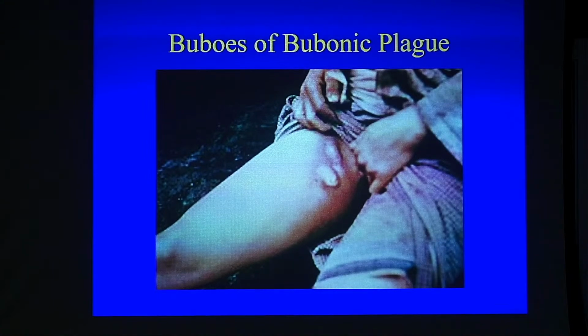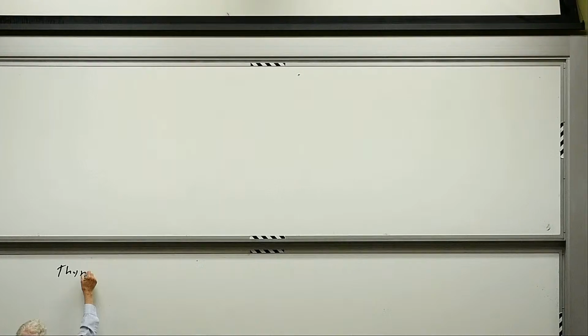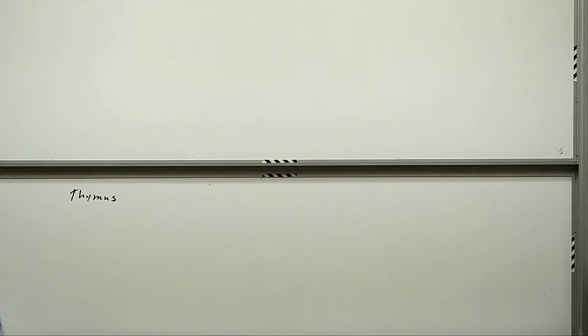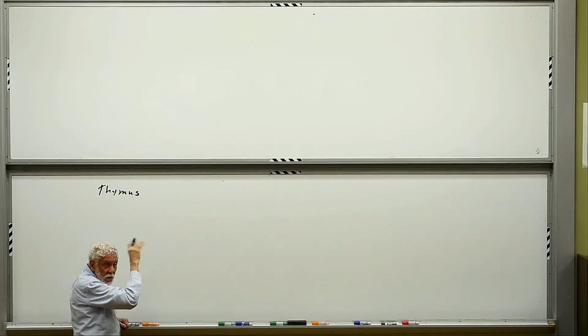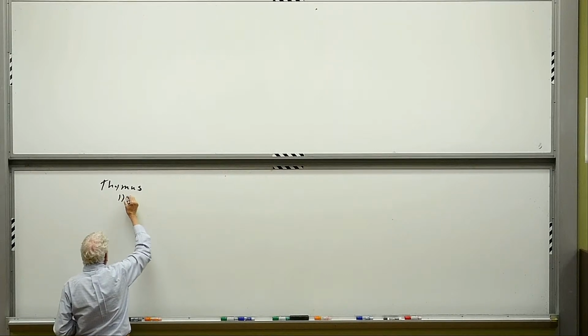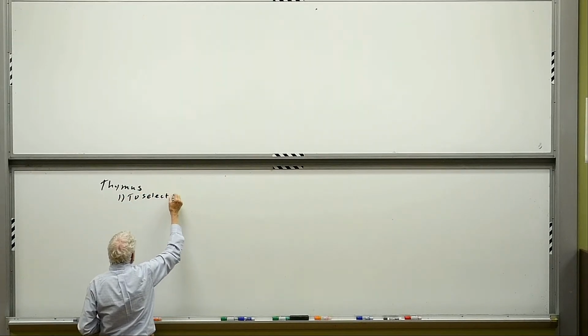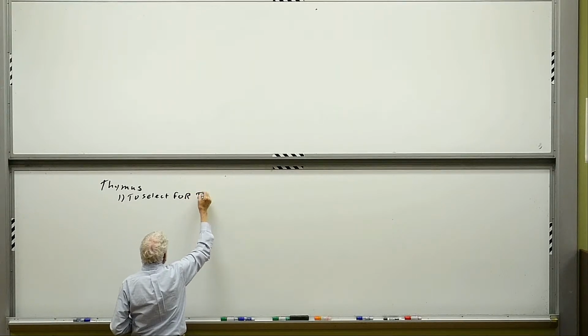Okay, then with that, I want to start talking about the fourth of those lymphatic tissues, which is called the thymus. You may have noticed on that slide it showed the thymus. The function of the thymus is a little different than those other lymphatic tissues. The role of the thymus is to select for T lymphocytes.